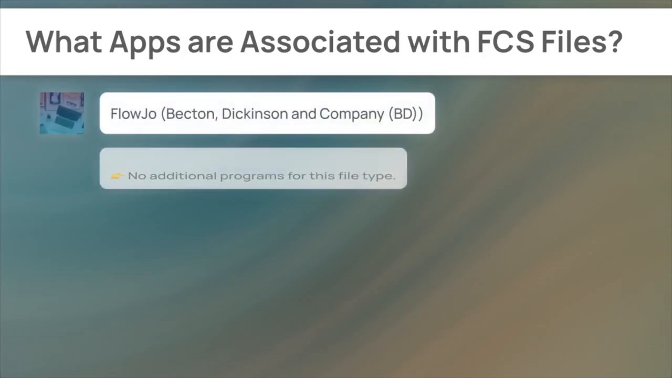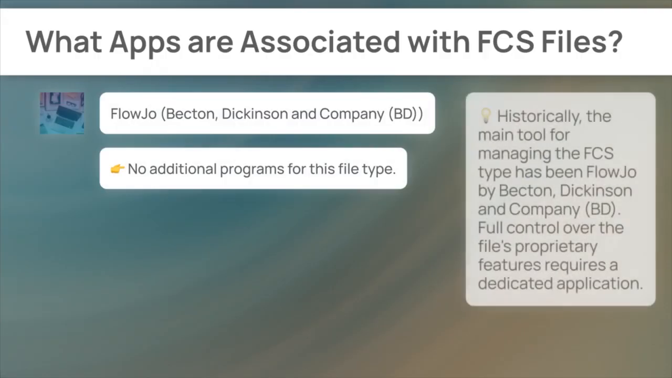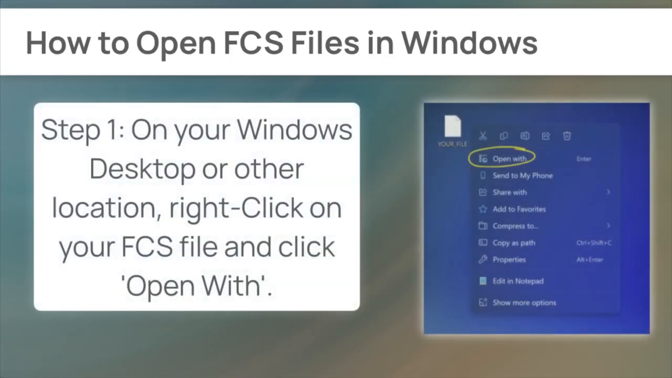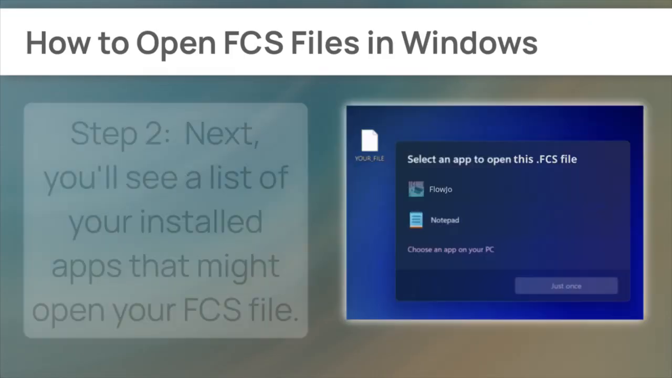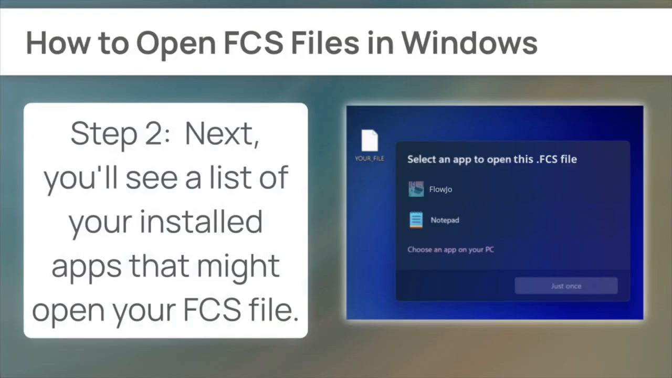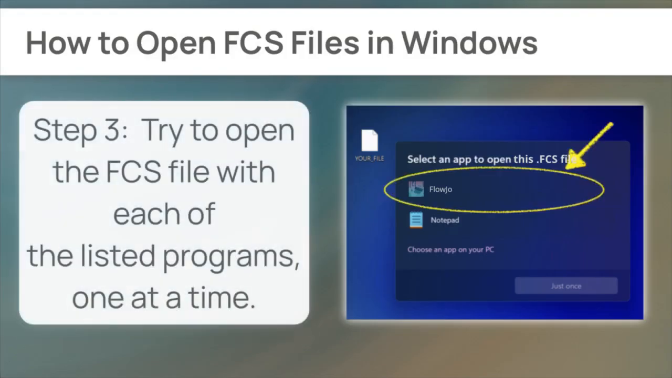Essential file access for FCS relies upon the utility FlowJo from Becton Dickinson and Company, BD. The file's proprietary wrapper demands a specific decryption tool, not generic software. Windows lacks full understanding of custom data formats, so proper reading requires dedicated tools. To resolve the incompatible file format error, right-click the FCS file and choose Open With. Prioritize FlowJo if available. If absent, choose another application.